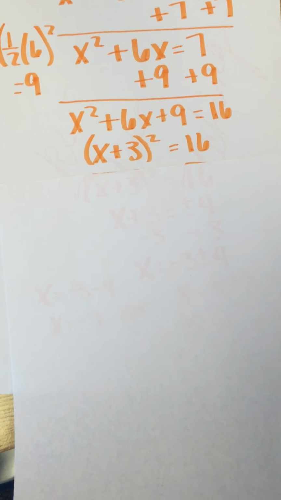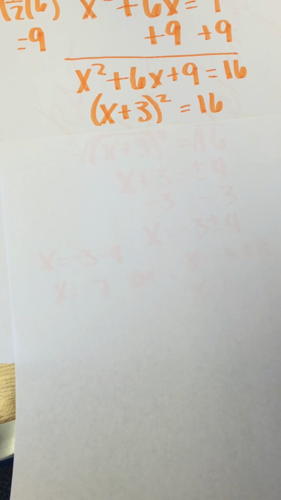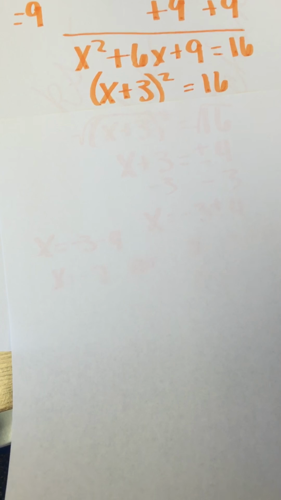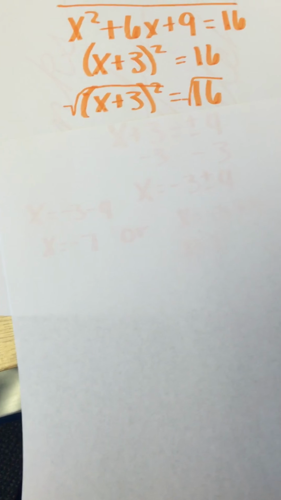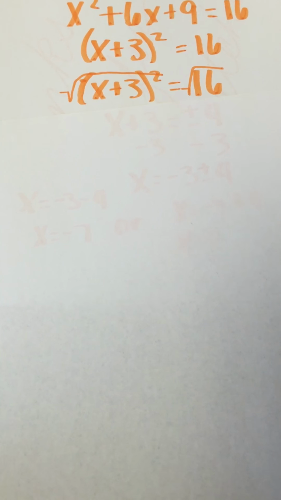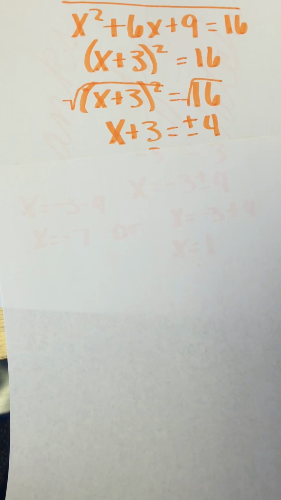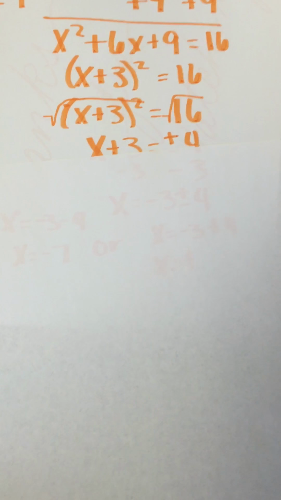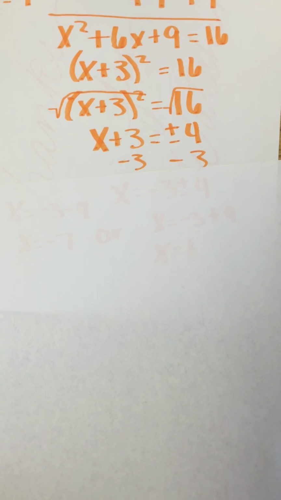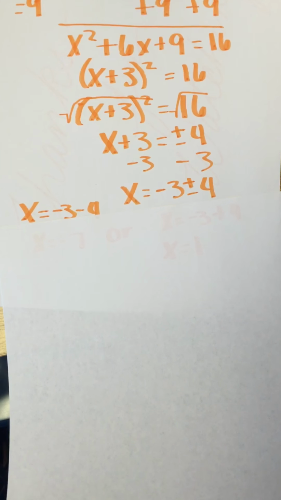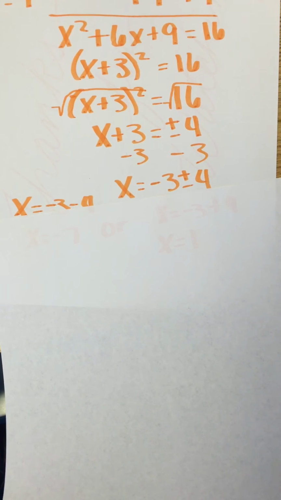Now you have to factor. X plus 3 squared equals 16. Now you have to square root both sides. That will give you x plus 3 equals plus or minus 4. Now you have to subtract 3 from both sides. That will give you x equals negative 3 plus or minus 4.